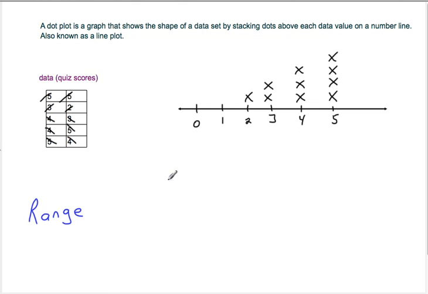So the range of a set of data is the smallest number, which would in this case be 2. The minimum is 2, and the biggest number, which was 5. I don't know why I circled the X. I should have circled the 2. So the minimum was 2. The maximum is 5, and so the range is just the distance between these numbers. So in this case, 5 minus 2 equals 3.